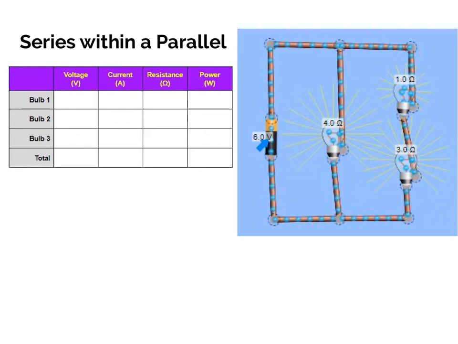So first of all, we have a 6-volt battery. We have our first bulb, which is 4 ohms of resistance, and then we have two bulbs here in our second branch, which are 1 and 3 ohms apiece. Now, to understand this, again, we know that in this circuit our battery has 6 volts. To analyze this, we're going to fill out this table. In the table, we're going to look at the voltage, current, resistance, and the power rating of all the bulbs, as well as the total.